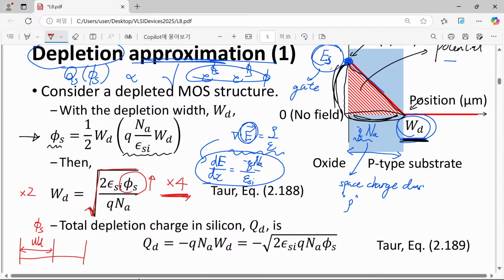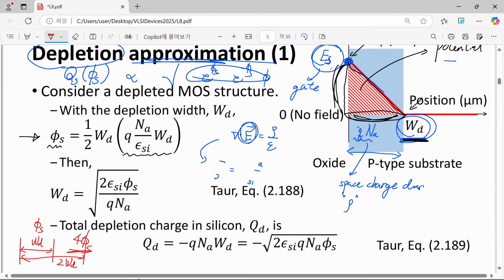In order to make it double, 2 times WD, actually your band bending should be 4 times phi s. So it is really difficult to introduce such kind of high, severe band bending. So it is easy to guess that the increase of our depletion layer is much limited. We will see it quite soon.